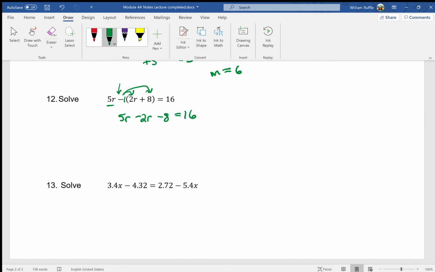Again, I combine my like terms first. 5r minus 2r is 3r, minus 8 equals 16. I'm going to do the opposite because I'm moving it to the other side of the equation, so I do the opposite. 3r equals 24, divided by 3, I get r equals 8.